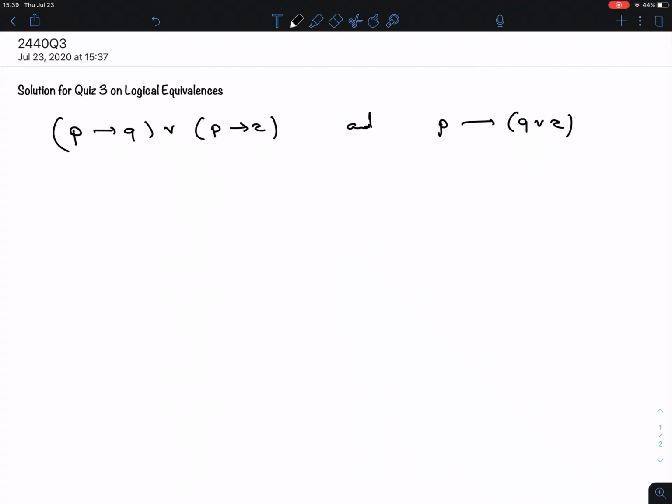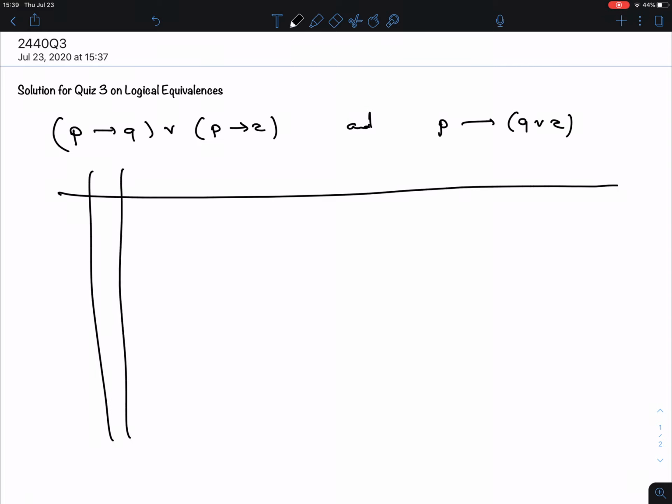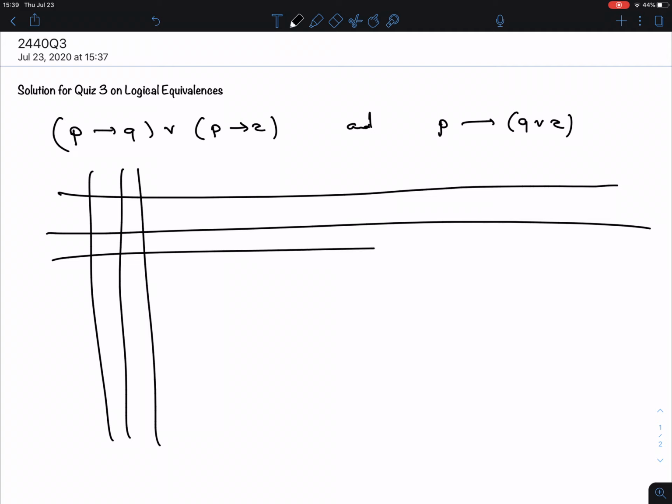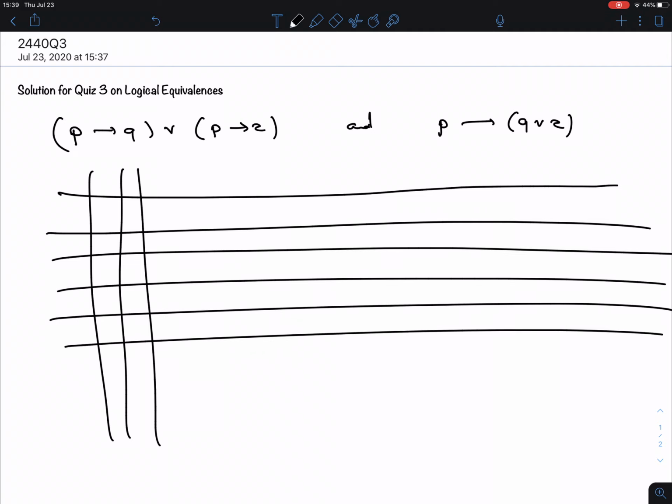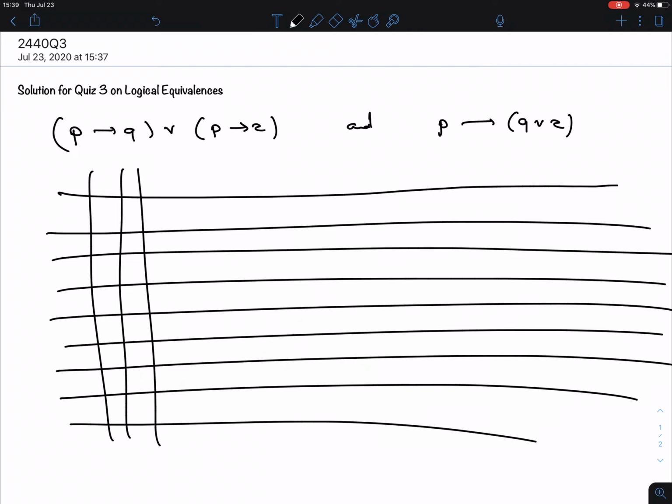So in this quiz, I was asking you, are these two logically equivalent or not? So you make the truth table. P, Q, and R: 1, 1, 1, 1, voilà, 0, 0, 0, 0, 1, 1, 0, 0, 1, 1, 0, 0, 1, 0, 1, 0, 1, 0, 1, 0. Okay, I got all possibilities. P then Q, let's start with that one.